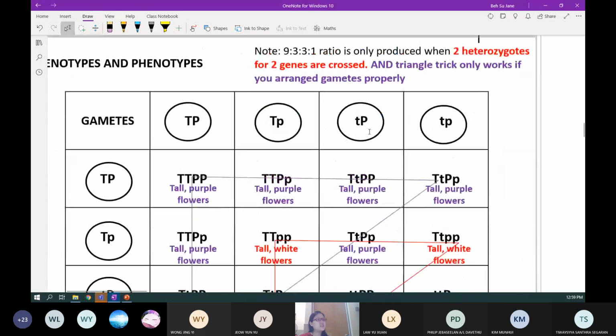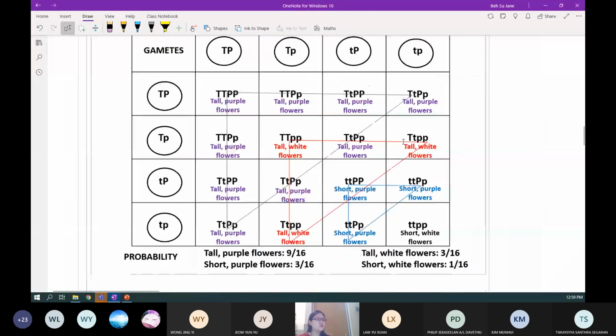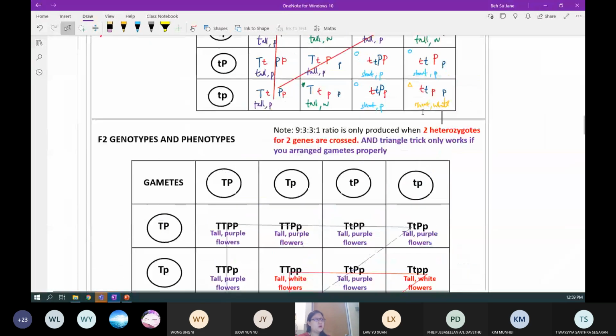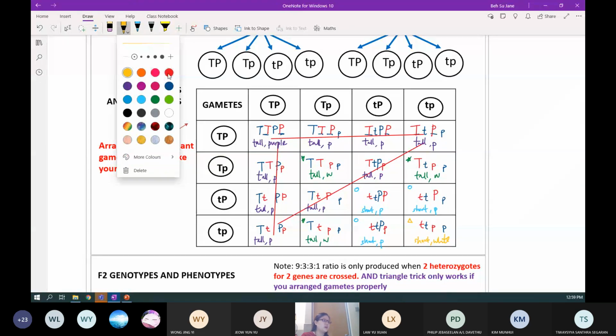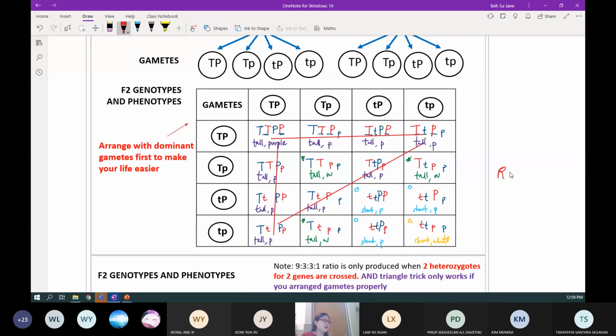Okay, I have another nice slide here for you to refer to. It makes more sense. And if you calculate the ratio, you should get a ratio of 9, 3, 3, 1. So 9 tall purple: 1, 2, 3, 4, 5, 6, 7, 8, 9. Okay, going to use red color again. Ratio should be 9, 3, 3, 1. This is your F2 ratio for a dihybrid cross.